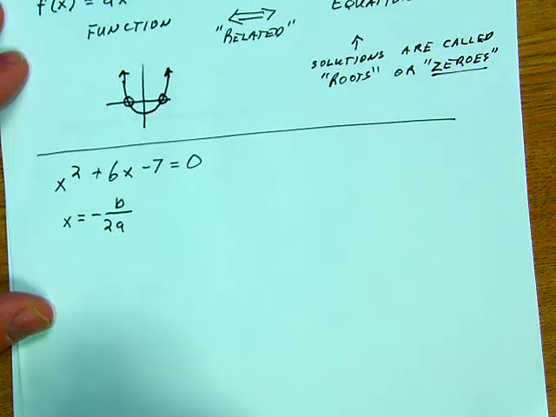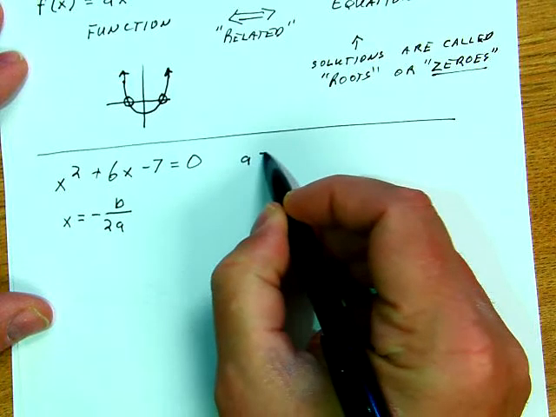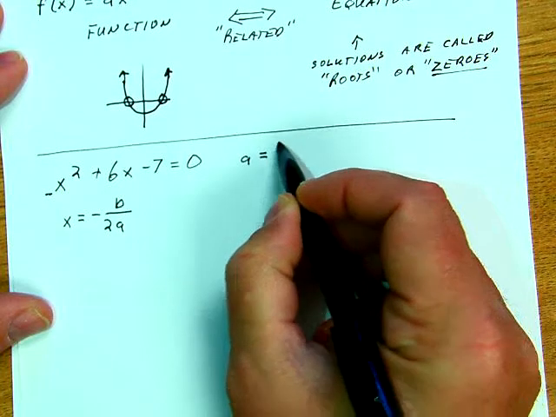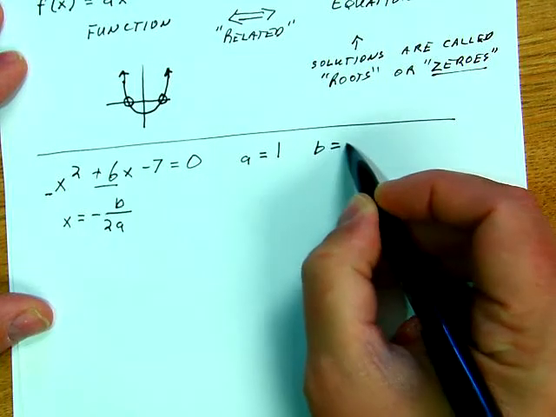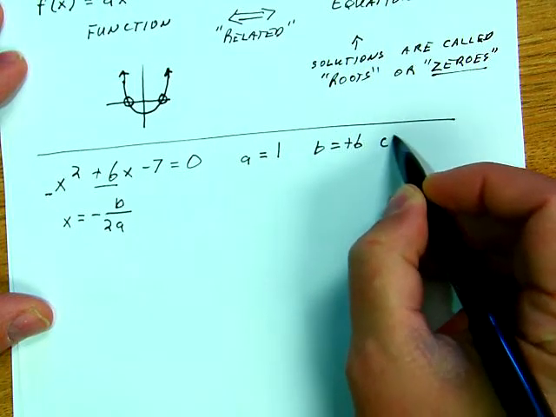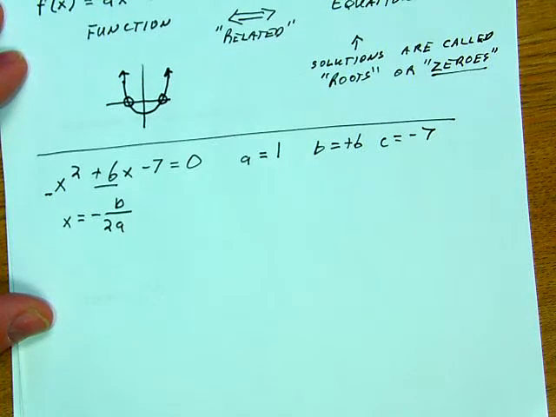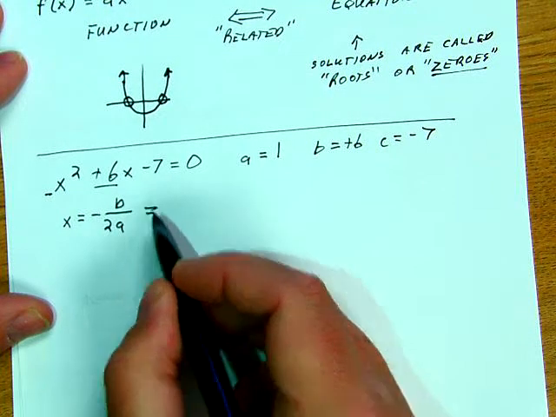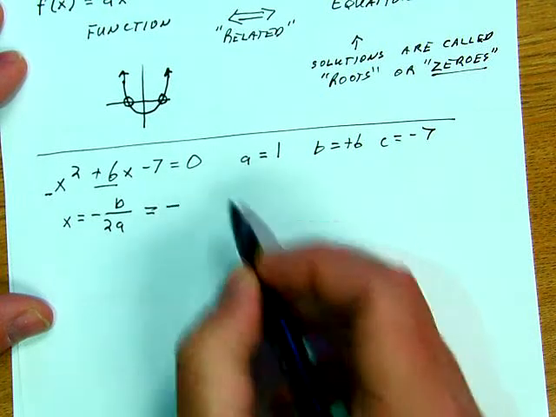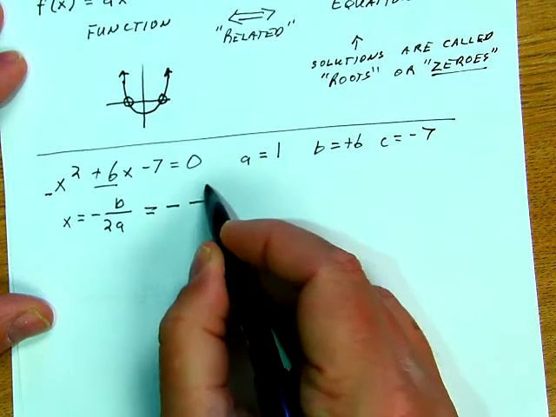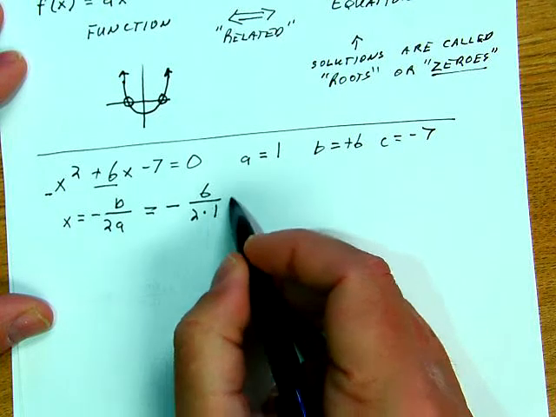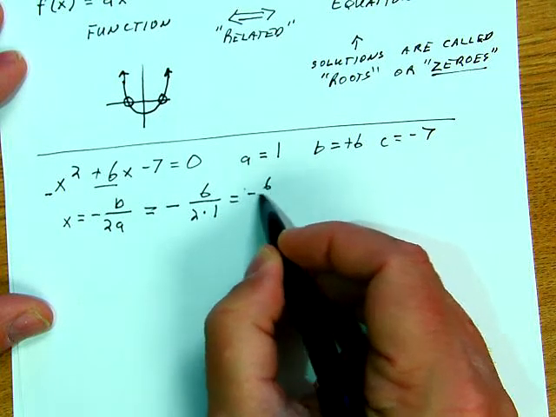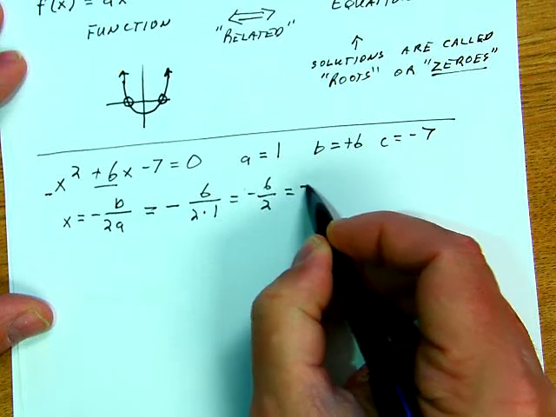Let's take a look at my values. A in this case is 1, B is positive 6, and C is negative 7. Plugging the B and the A value in, I get negative 6 over 2 times 1, so negative 6 over 2 equals negative 3.